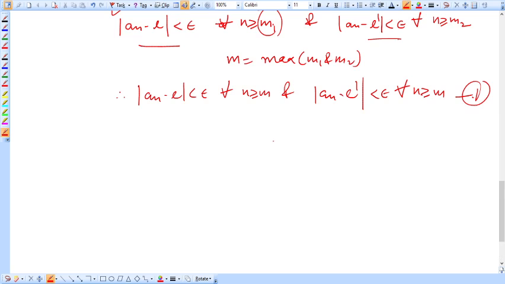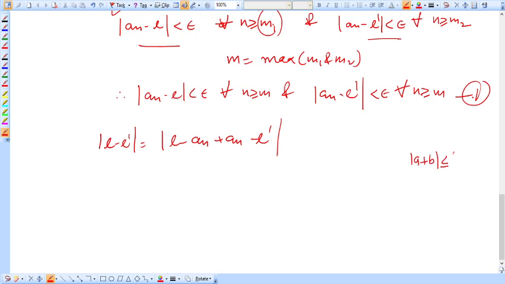Now let us look at the difference between L and L dash. I'm going to subtract and add a_n in the middle of these two terms, so that the net effect would be 0. So |L - L dash| = |L - a_n + a_n - L dash|. Now you just apply the modulus inequality. We know |a + b| is less than or equal to |a| + |b|, so this is your a and this is your b. Therefore this is less than or equal to |L - a_n| + |a_n - L dash|.